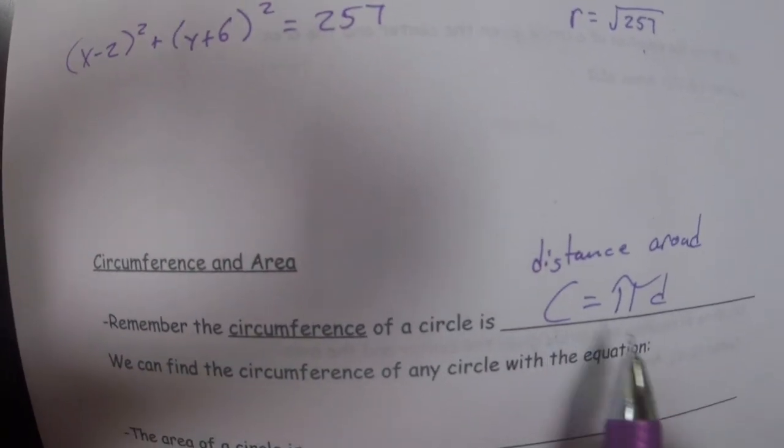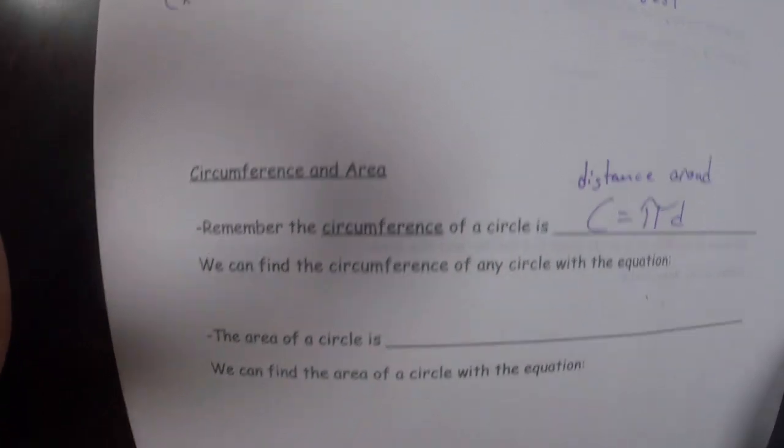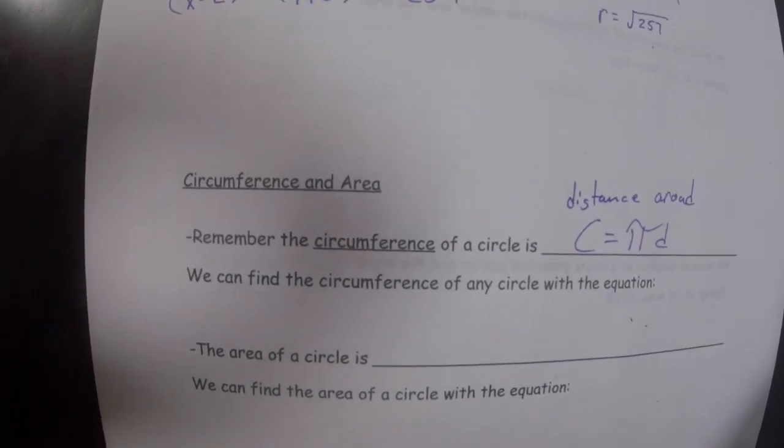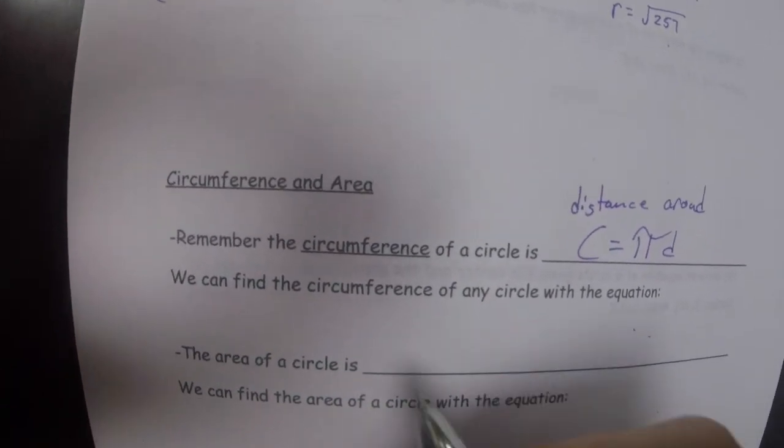And how do we find it? We do pi times d. The area of a circle, well, what is the area of a circle?